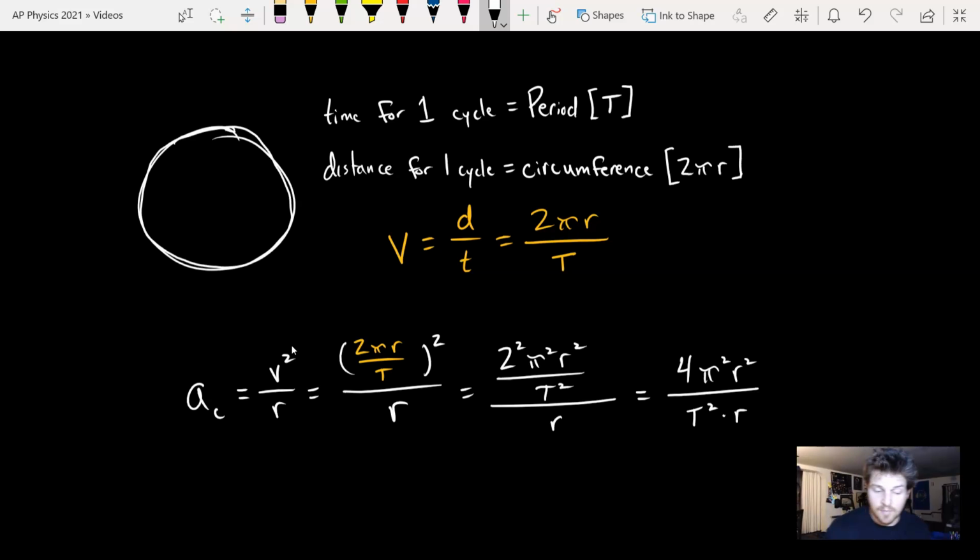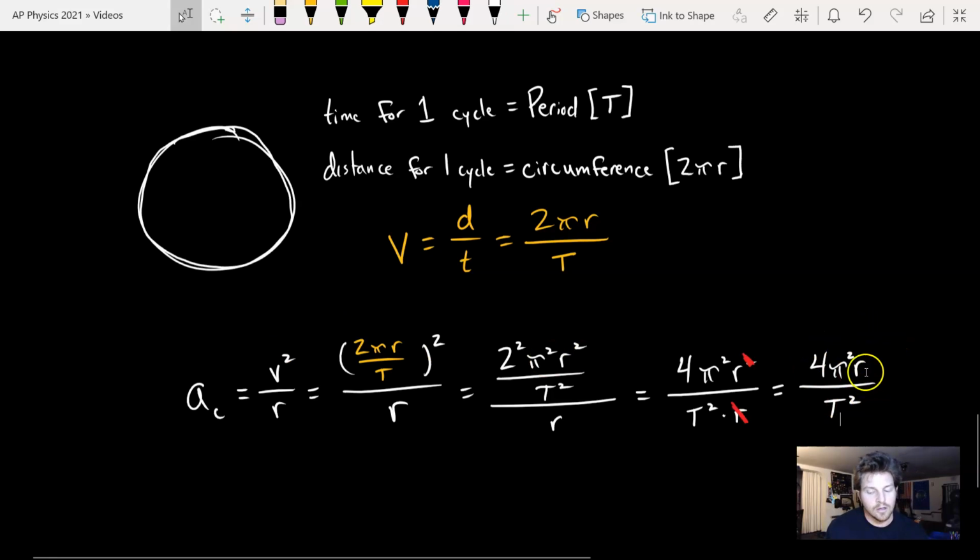And you can see what happens. This radius right there, is it going to be giant? Nope. This radius cancels out with one of these up top, so that square goes away. And overall, I would be left with this new version of centripetal acceleration, which is 4 pi squared r over period squared, right? This is something that you would use only if we don't know the speed, but maybe we know the radius and maybe we know the period, right?